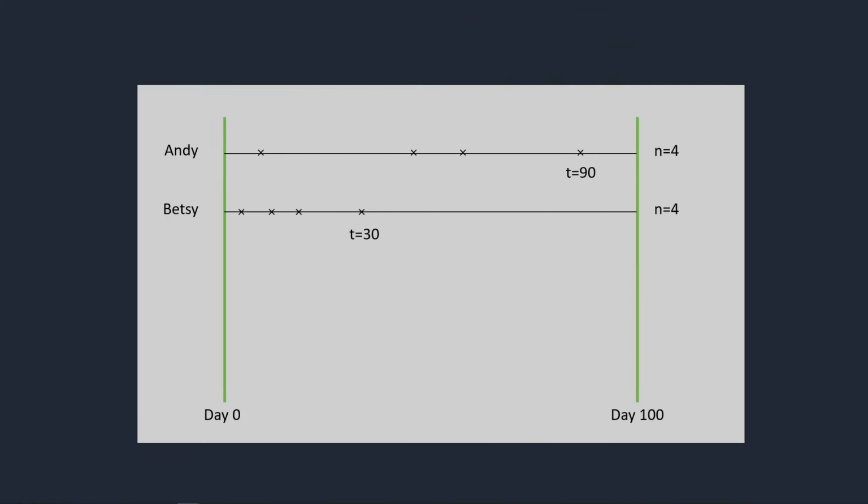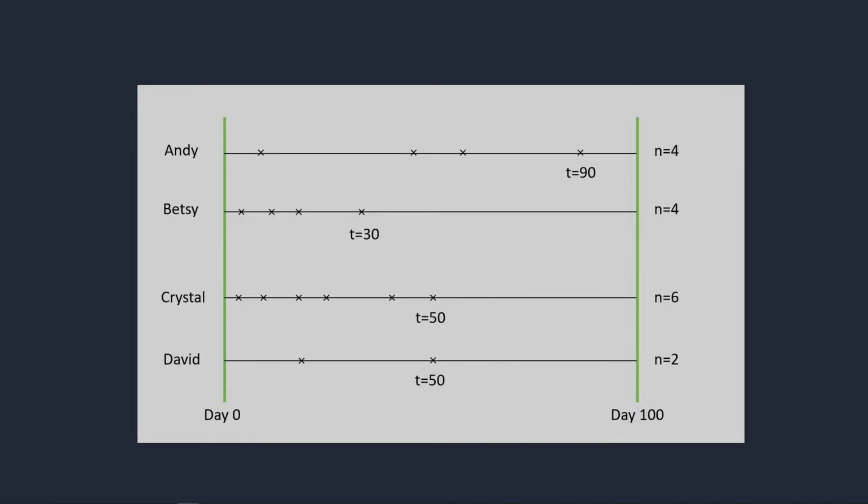And here's a different consumer, Betsy. And Betsy has also purchased 4 times, but Betsy's last purchase event was on day 30. So simply comparing these two consumers, which consumer do you think is more likely to be still active with my retail business? Hold on to your thoughts. Here are 2 more consumers, Crystal and David.